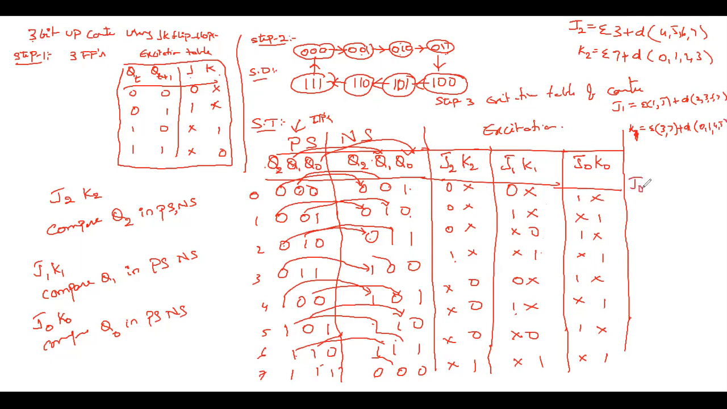Next for J0, sigmas are 0, 2, 4, 6, plus don't cares 1, 3, 5, 7. For K0, sigmas are 1, 3, 5, 7. Don't cares are 0, 2, 4, 6. Right? Now you have to perform K map.